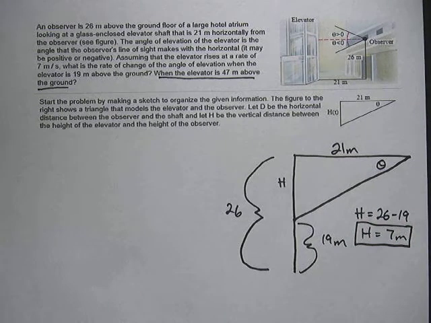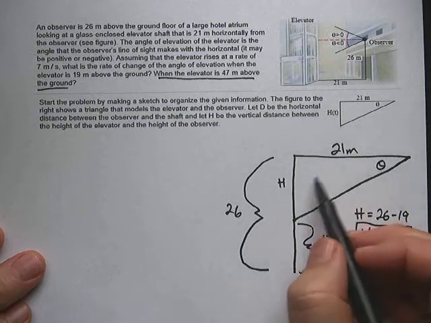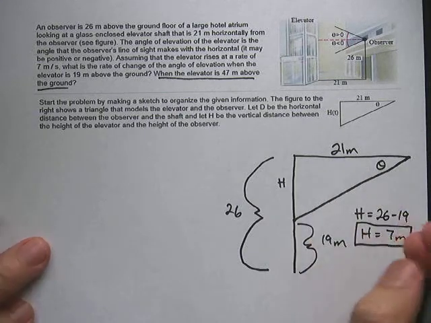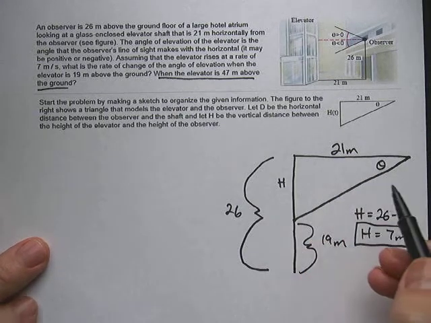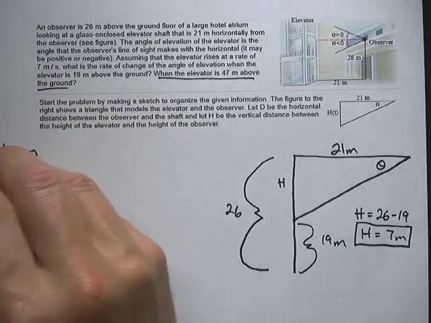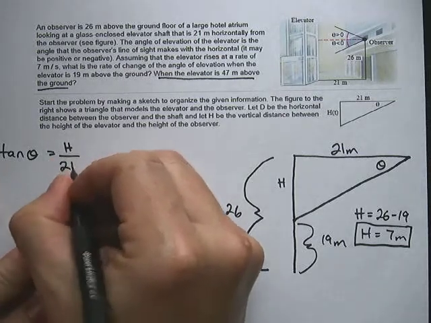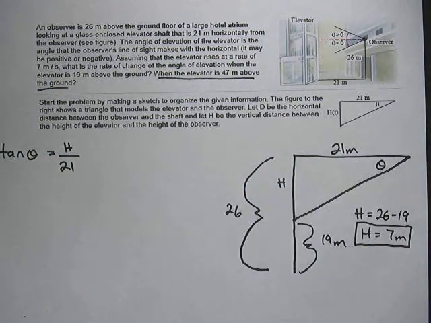Okay, for now, let's look at the triangle and let's make an equation, some sort of formula that we can relate these three things. We have theta, we have 21, we have H. So that's opposite and that's adjacent. So the relating equation is going to be tangent theta, which is opposite over adjacent, so H over 21.